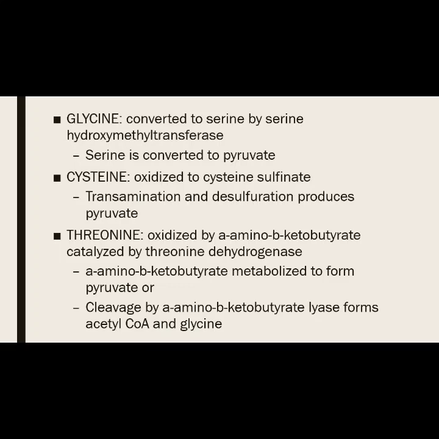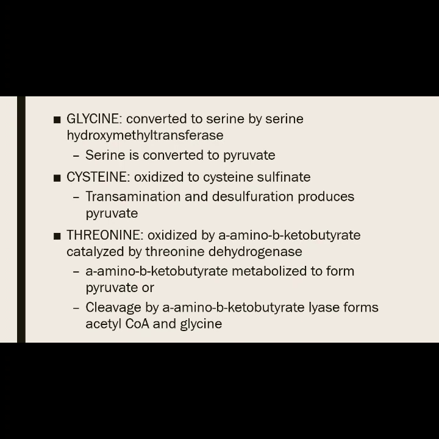Okay, and then you have your cysteine. Your cysteine is oxidized to cysteine sulfonate. Your cysteine accordingly is converted to pyruvate in several pathways. But let's take a look at the oxidation of cysteine to produce cysteine sulfonate, which is actually the principal pathway of cysteine.